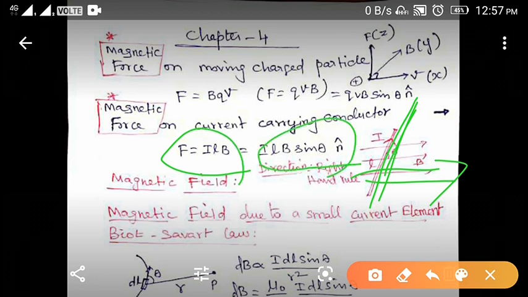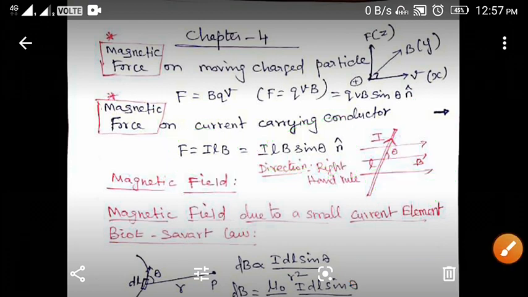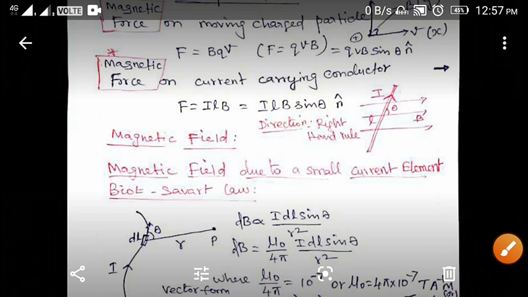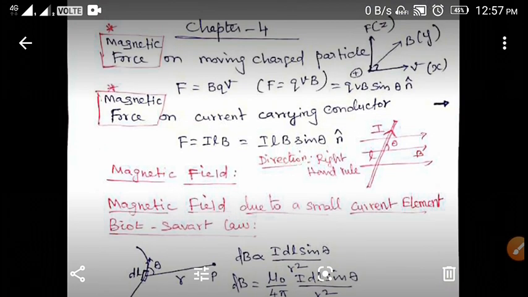n cap is a unit vector, so it represents the direction of the force. It is also given by the right hand rule. So ILB sine theta is the magnetic force on the current carrying conductor. So both are magnetic forces: on a single charged particle and on a current carrying conductor. Next we move to the magnetic field.